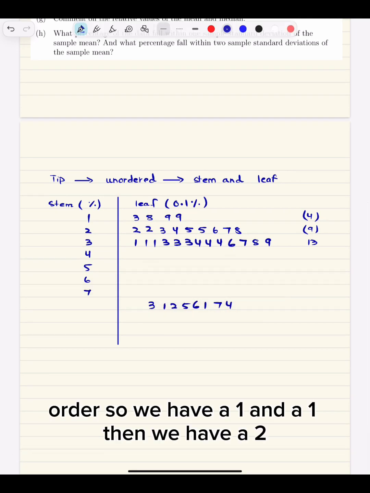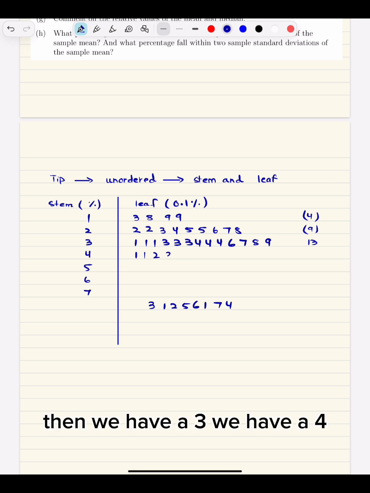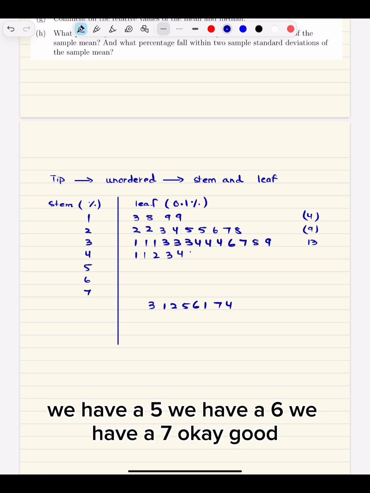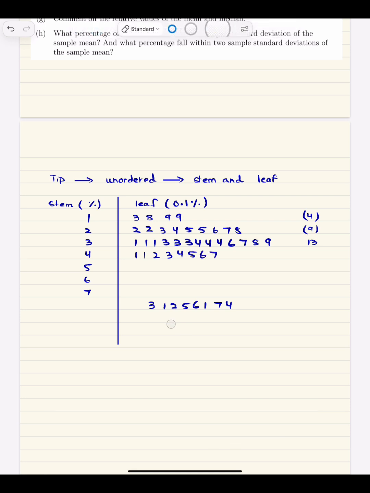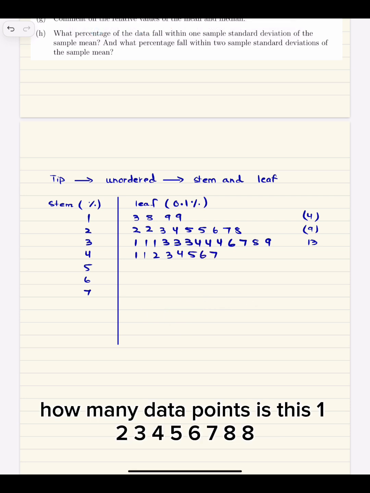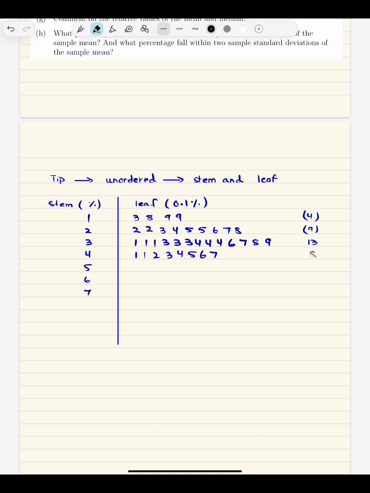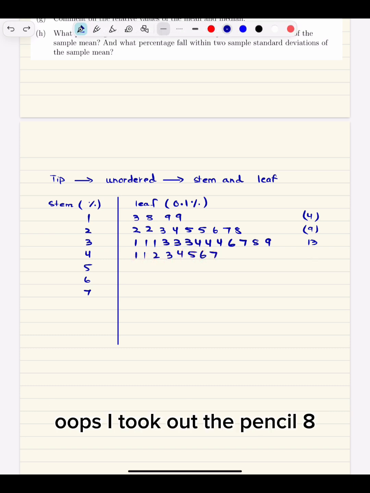So we have a 1 and a 1. Then we have a 2. Then we have a 3. We have a 4. We have a 5. We have a 6. We have a 7. Okay, good. How many data points is this? 1, 2, 3, 4, 5, 6, 7, 8. 8. Oops, I took out the pencil.